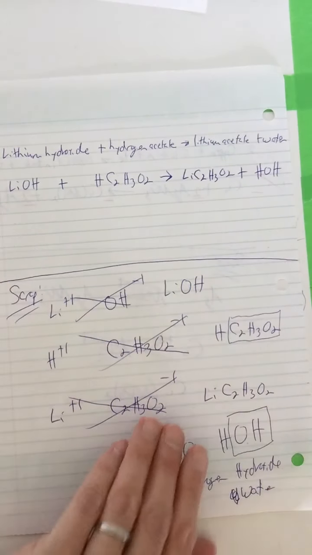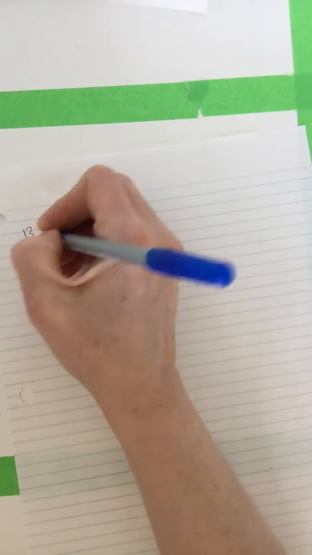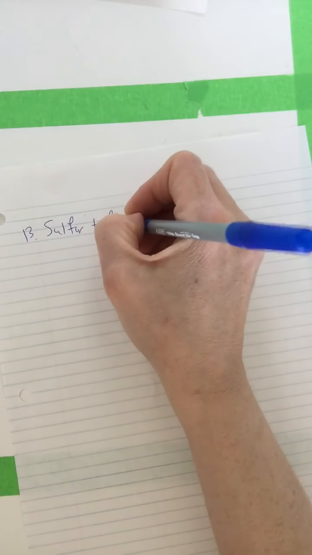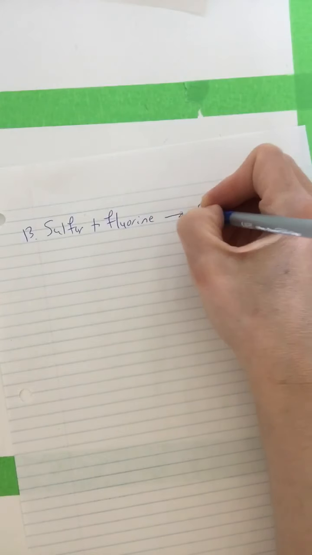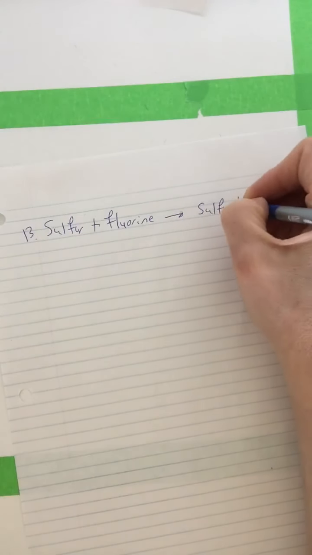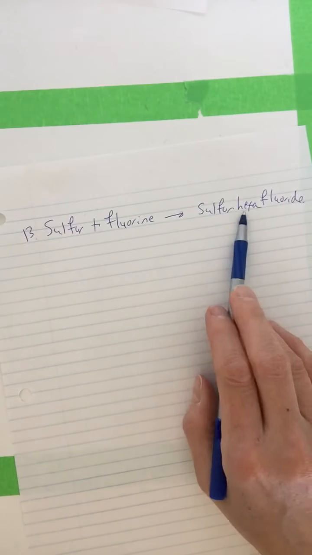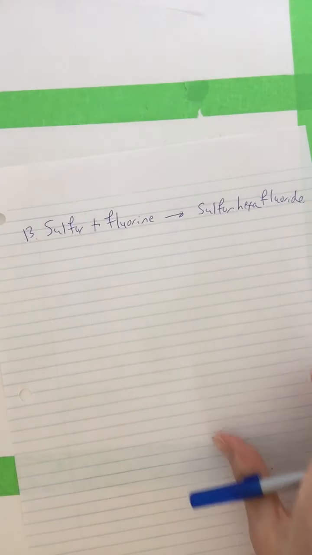So this was number 8 on that sheet. Get some new paper. And the last one I'm going to do is, I'm trying to find right here, number 13. I'll find one that's molecular. Sulfur plus fluorine yields sulfur hexafluoride. All right, let's check out this one.